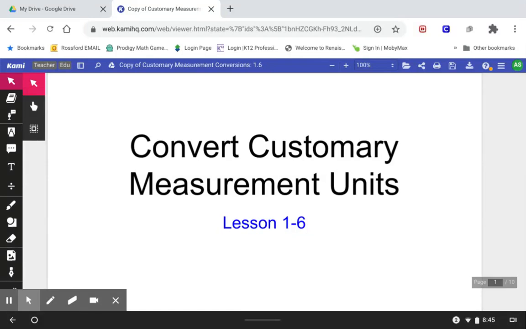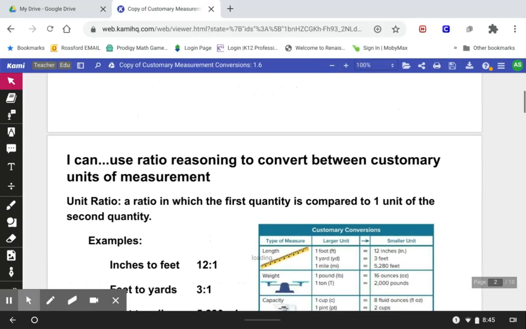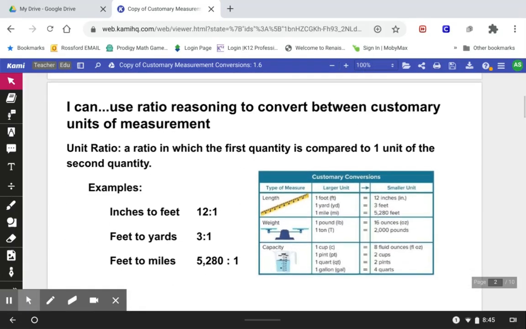Today, I'm going to cover how to convert customary measurement units. This is lesson 1.6 in our McGraw-Hill textbook. By the end of this video, I hope that you can say that you can use a ratio for reasoning to convert between customary units of measure.